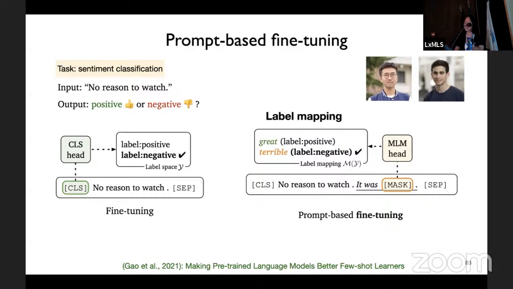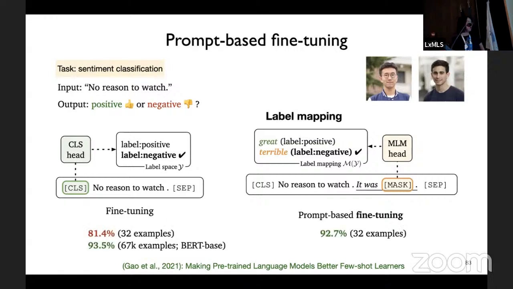In this case, you don't need to introduce even 2 new additional parameters, no new linear classifier. You just need to reuse the masked language modeling head and predict whether "great" or "terrible" should fit in this context better. You can still fine-tune all the parameters together and achieve way better performance.